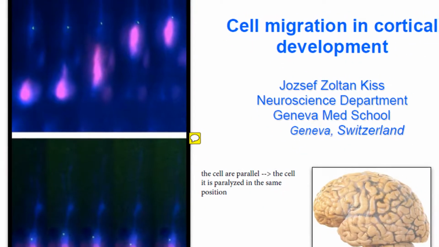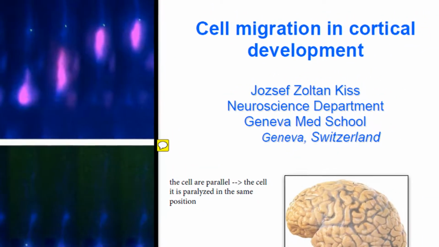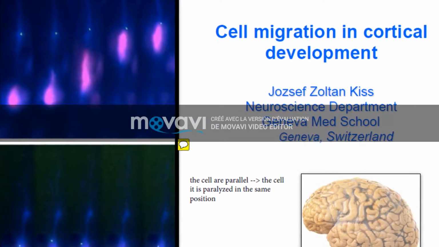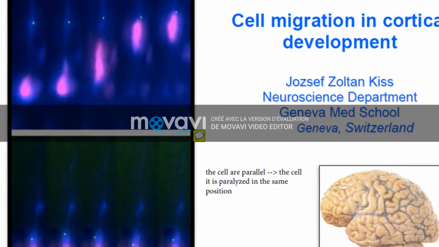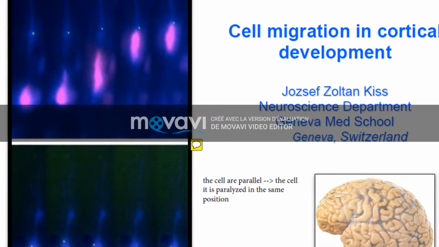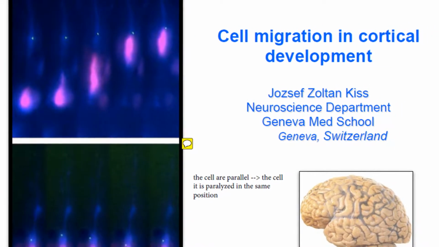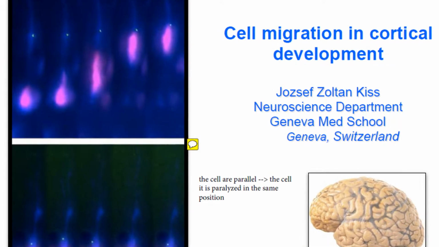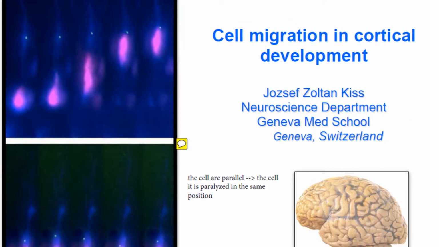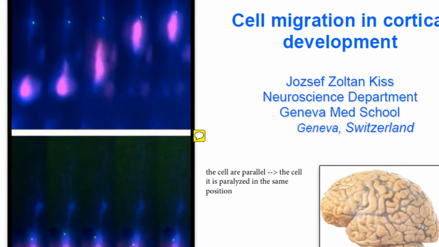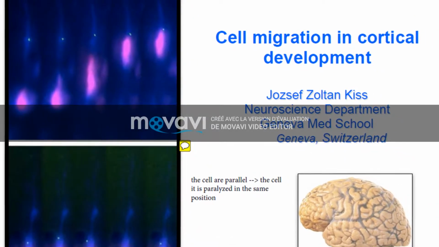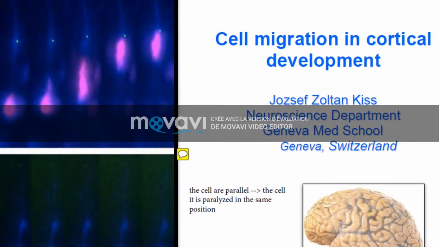Now a few words about radial glia. As I told you, these are very simple cells. Boring cells. Just scaffold cells. This is the ventricle, this is the surface. They stretch from the ventricle to the surface. As you understood, the main role of radial glia is guiding the migration, the radial migration of neurons.